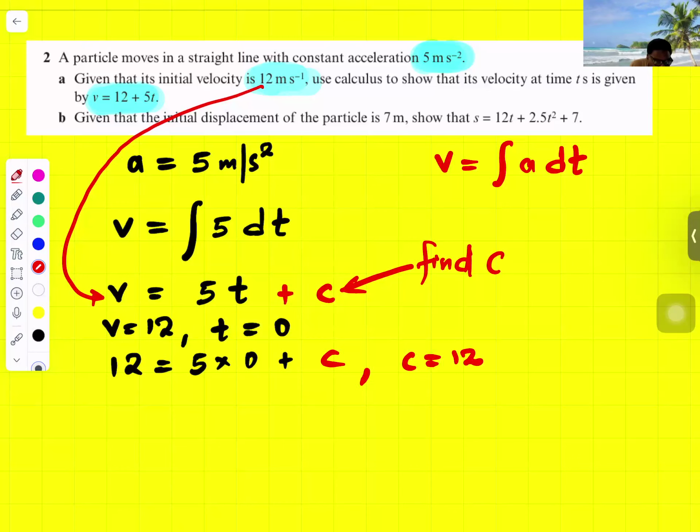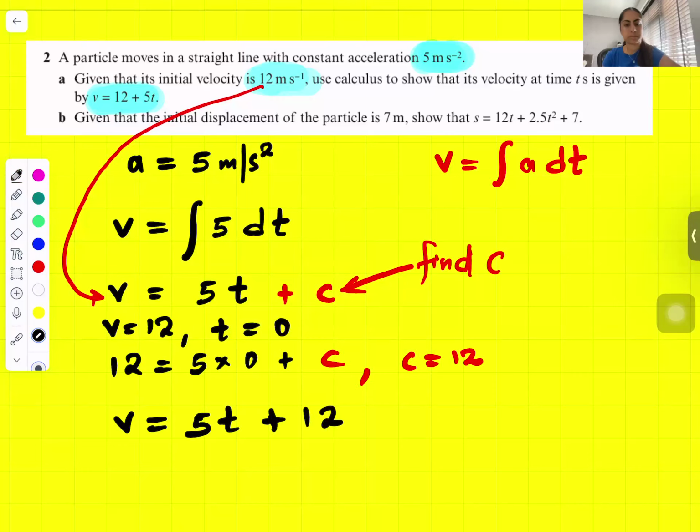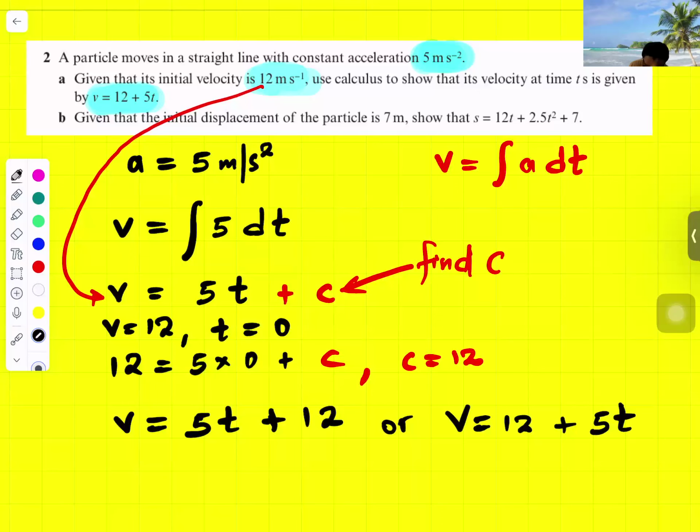So now that c is 12, you can write your expression as v is equal to 5t plus 12. Or you can swap it the other way, v is equal to 12 plus 5t. See how we've done part A.